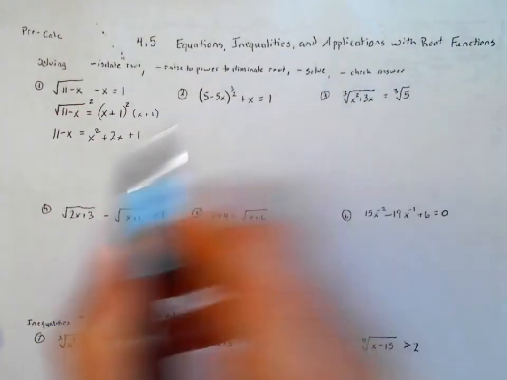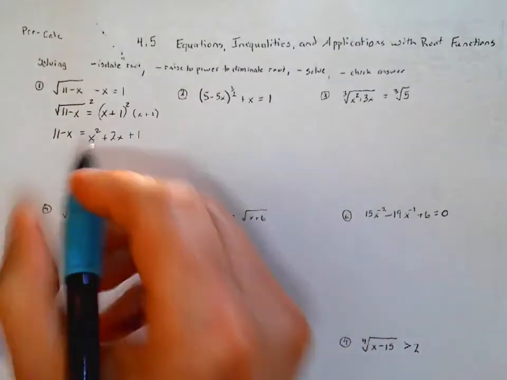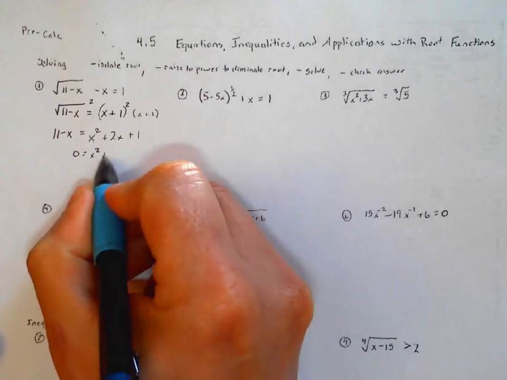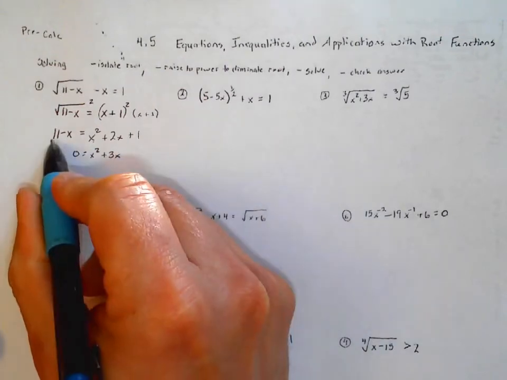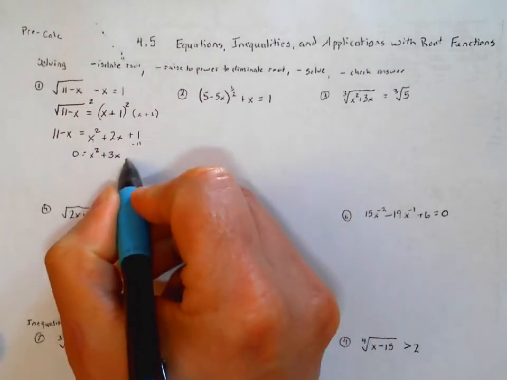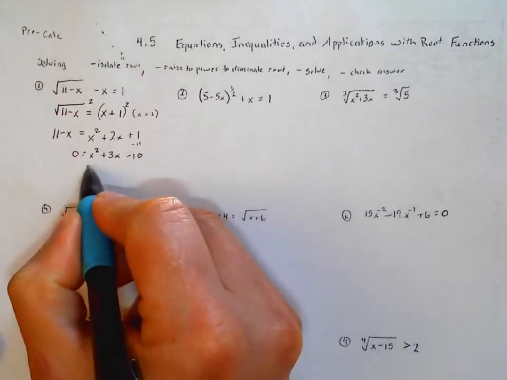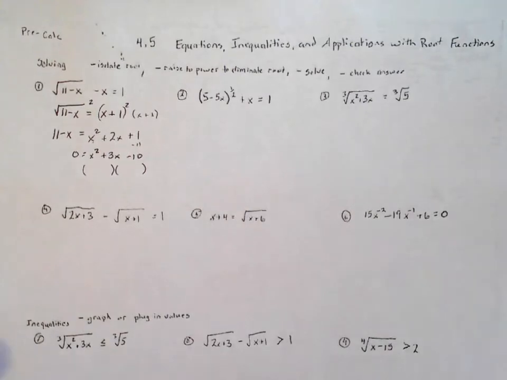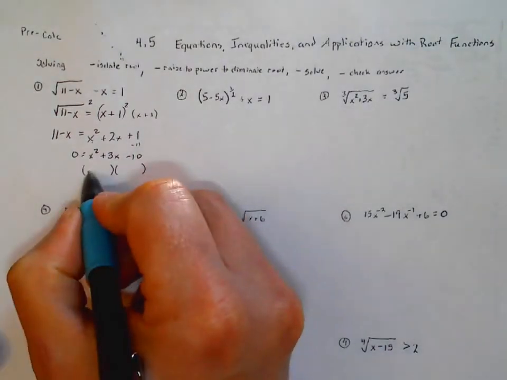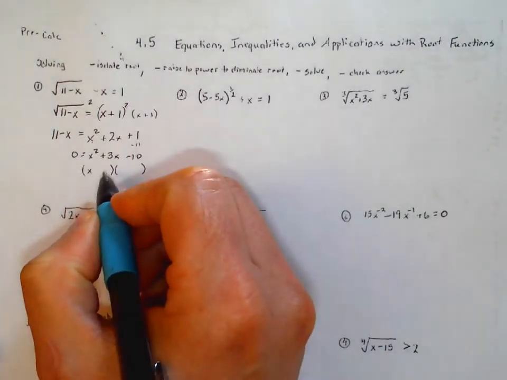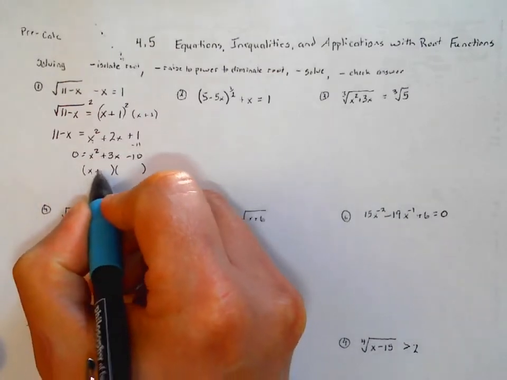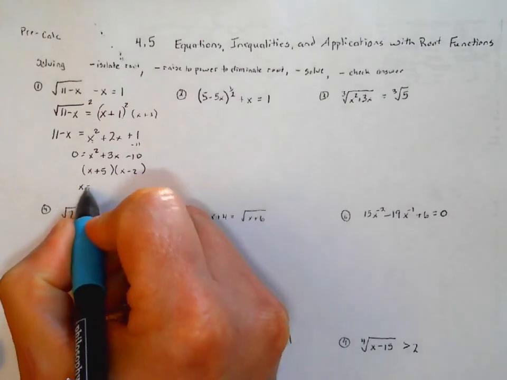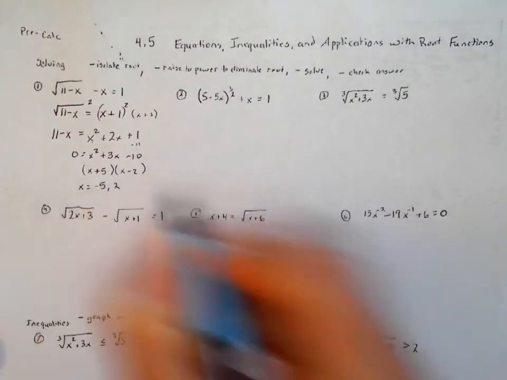Okay, so notice this is a quadratic. So I want to get it equal to 0 to solve. If I add that x over, it would be 3x. And if I subtract that 11 over, that would be negative 10. In solving this, you can use factoring, the quadratic formula, or completing the square, whatever you feel comfortable with. Factoring doesn't always work, but it does in this case. So x plus 5 and x minus 2 will work. So I get x is equal to negative 5 and positive 2.